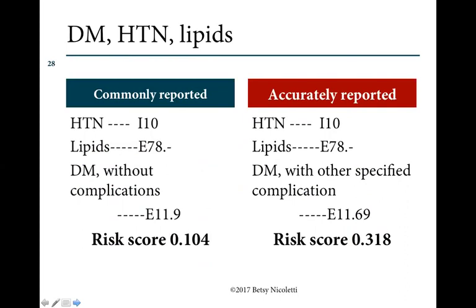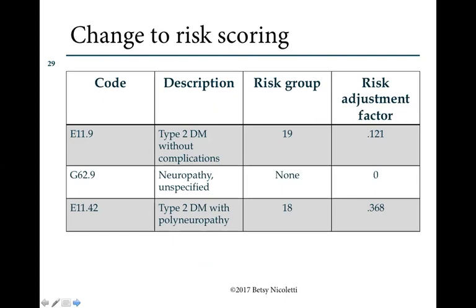Now, often I see these 3 things commonly reported: hypertension, hyperlipidemia, and diabetes without complications. The only one of those that carries a risk-adjusted score is diabetes without complications, and that is 0.104. If, however, we use diabetes with specified complications, and that means lipids, that's the specified complications we're talking about, then our risk score triples to 0.318. So when we're thinking about diabetes, we want to always be using the codes with complications if that describes what the patient has.